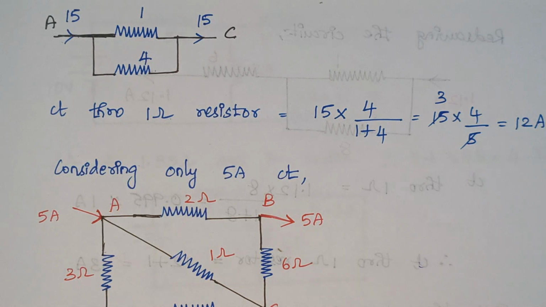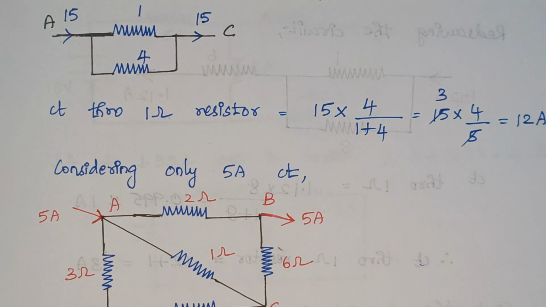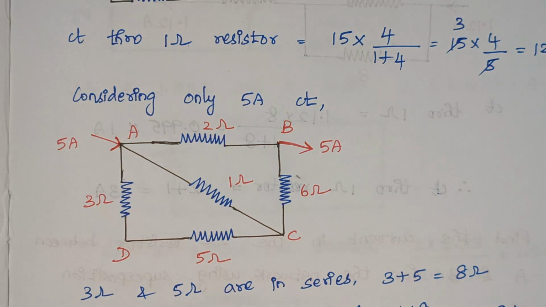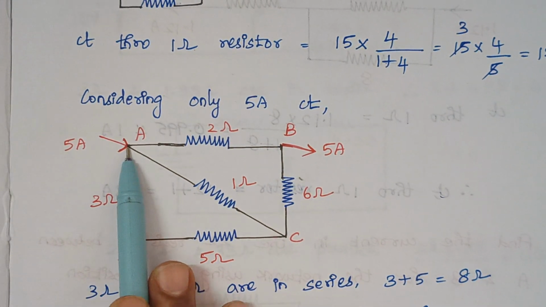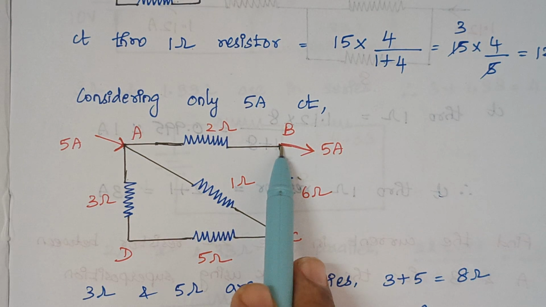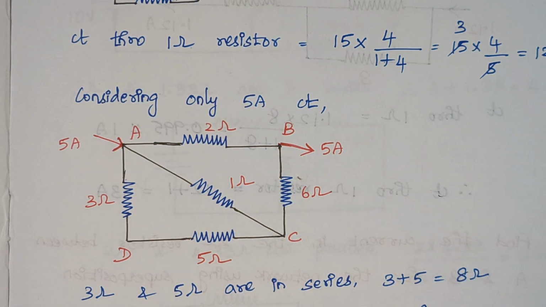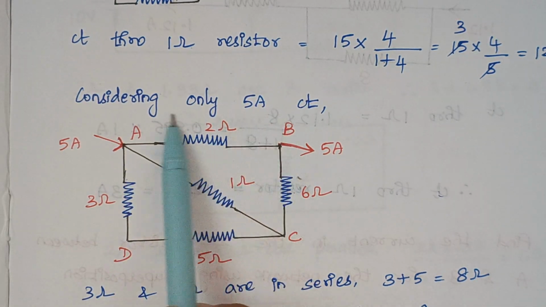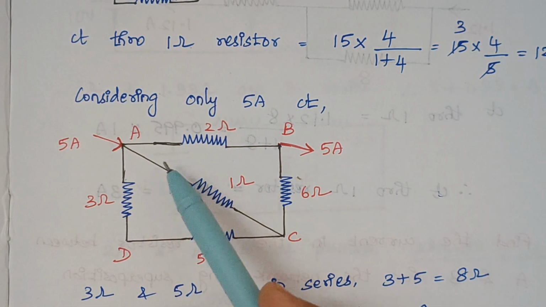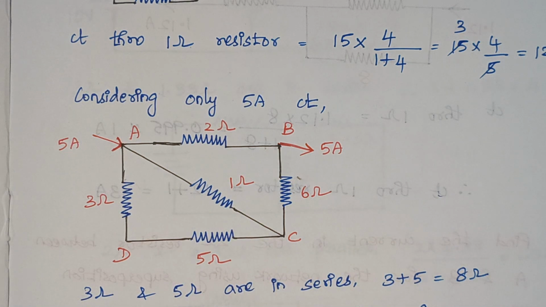Now we are proceeding with the 5 amps current. When you consider the 5 amp current, you see here 5 amps current enters through this point and leaves at point B. In this case, again we have to keep this 2 ohm resistor as such, and we have to reduce the remaining resistors.